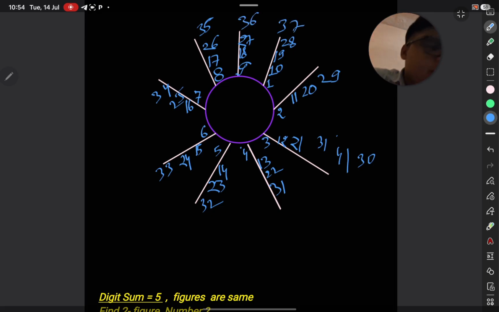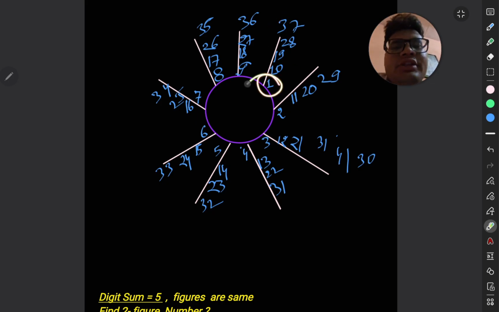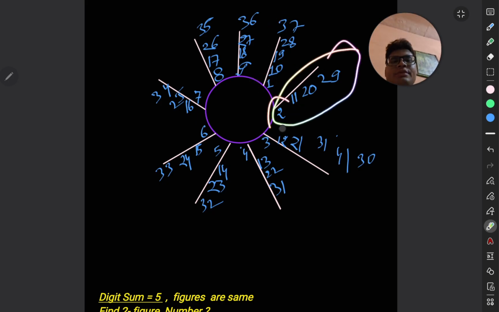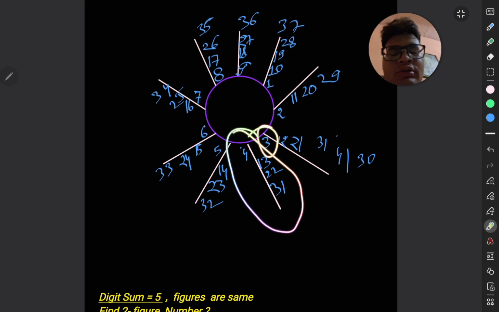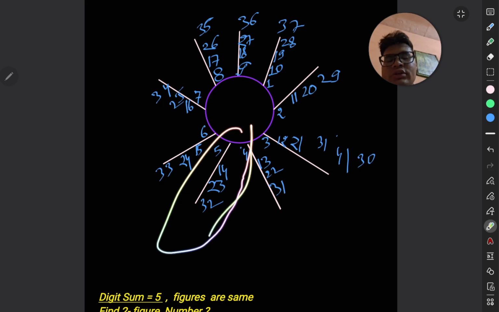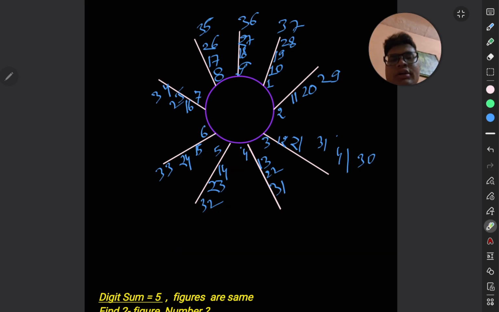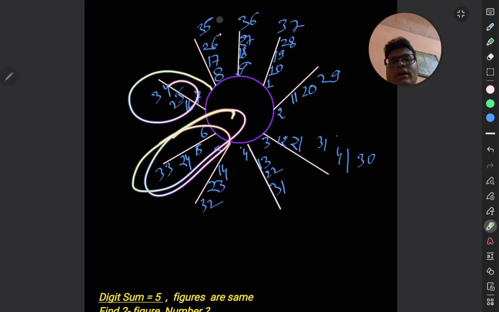I said the numbers will be written in this format. All the numbers coming on this branch have digit sum 1. All the numbers on this branch have digit sum 2. All the numbers on this branch have digit sum 3. All the numbers on this branch have digit sum 4. All the numbers on this branch have digit sum 5. And also the 6th branch, 7th branch, 8th branch, 9th branch.